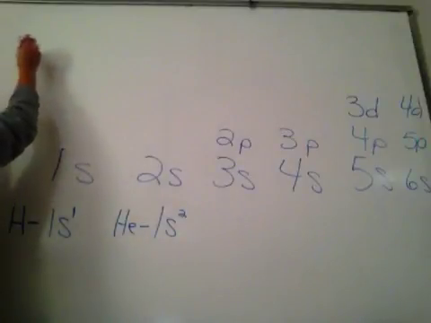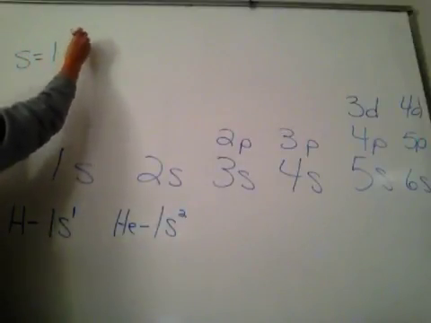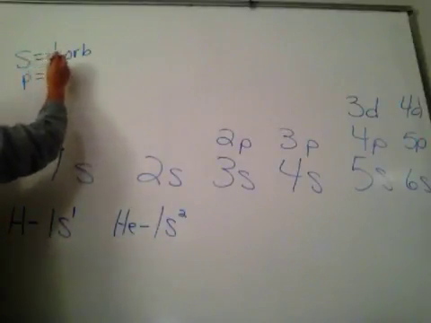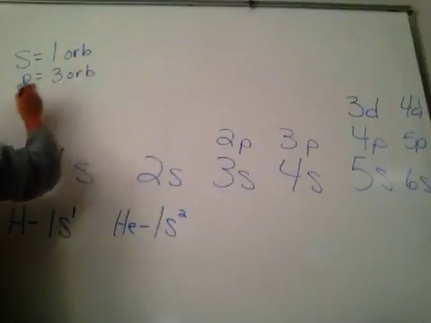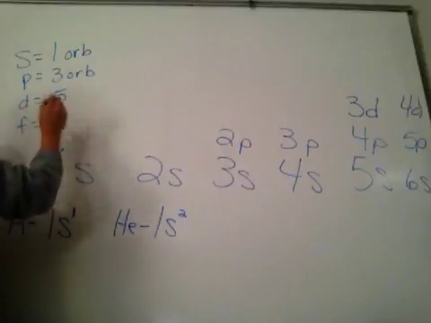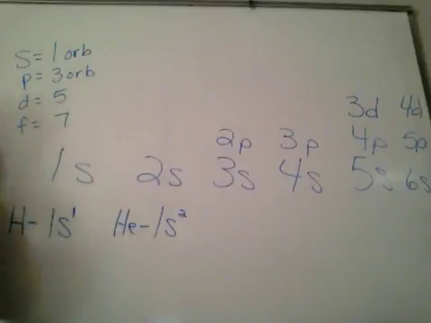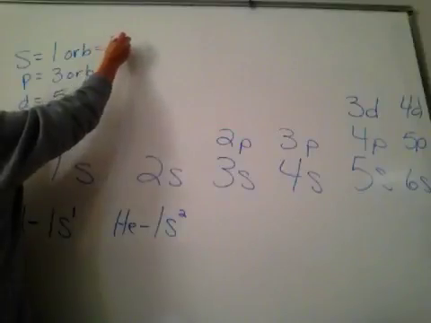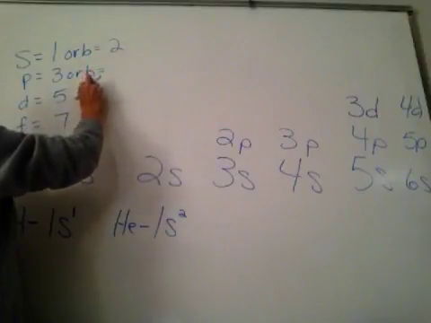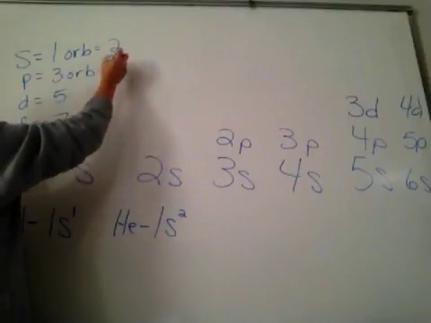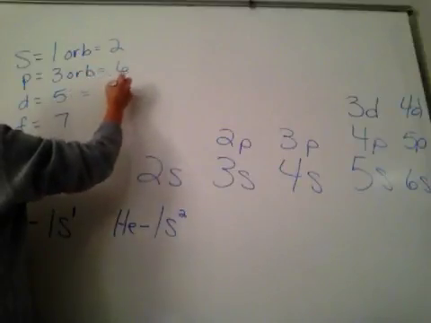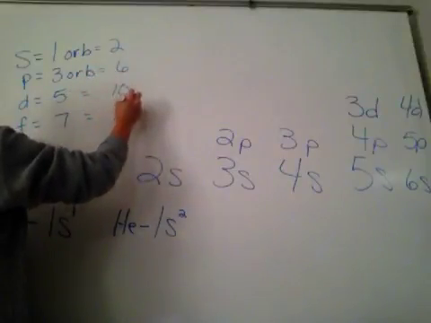With that, an S has 1 orbital, a P has 3 orbitals, D has 5, F has 7. I already told you each orbital can hold how many electrons? 2. So this can hold a total of 2. This can hold a total of 6, 10, 14.